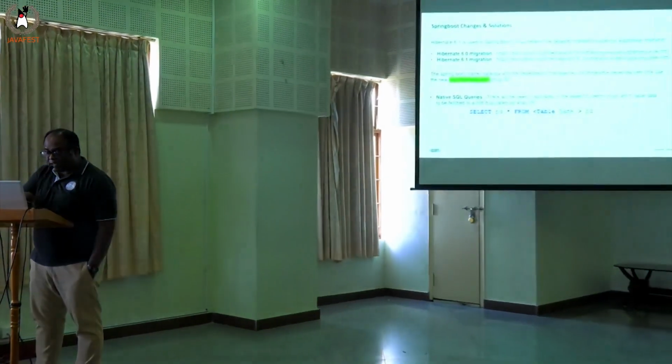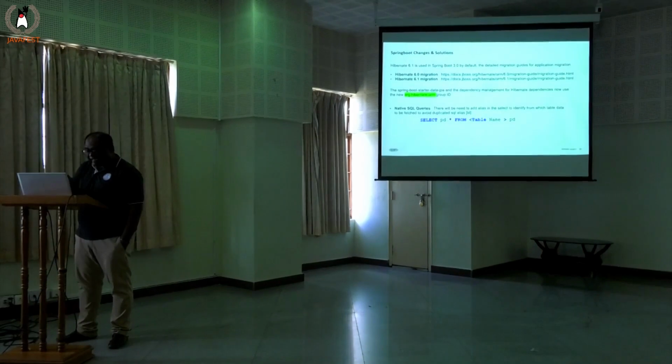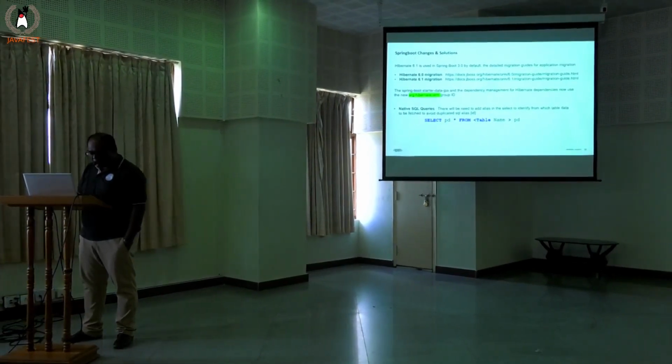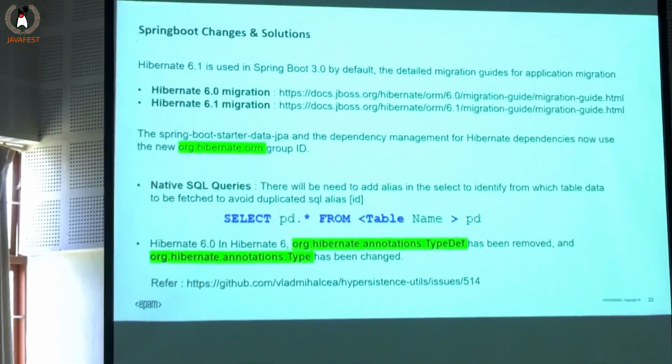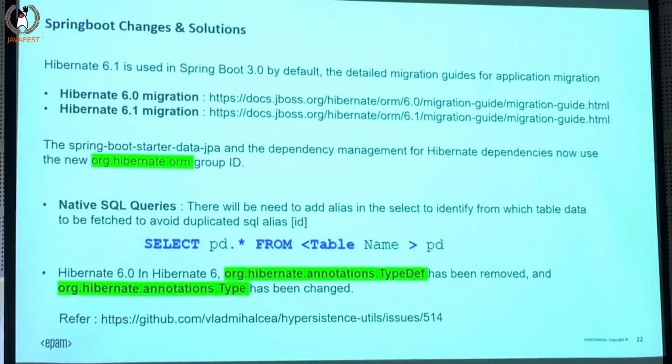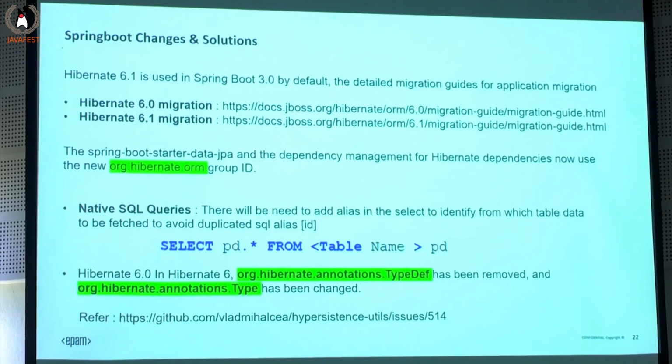In Hibernate, of course, by default 6.1 is being used. There is a migration guide which is given, and apart from that, the Hibernate dependencies now use a new group ID, which is called org.hibernate.orm. So we need to ensure that we use that group ID. And in some of the cases which I have experienced, the native SQL query has to be changed. We need to add an alias in the select to identify which table to be fetched, to avoid duplicates. Initially it was select star from table name and PD. Now we need to use that alias, PD dot whatever, depending upon whatever alias you want. And then TypeDef and Type have been deprecated. You will find an error for these things, but the solution for that is actually given in that particular reference, so you can look at that.